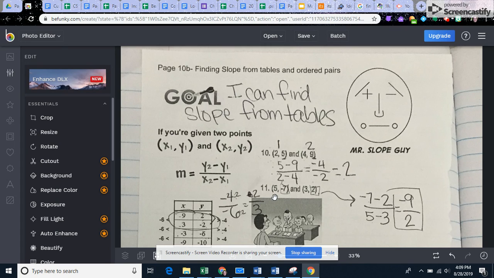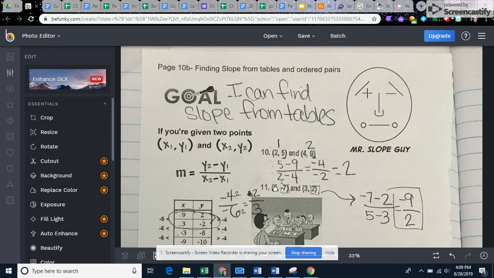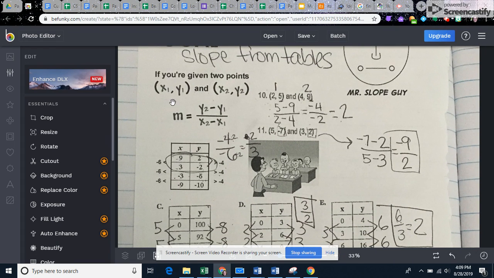When you are given 2 points, you can find the slope by subtracting your y's on top and your x's on bottom. These little 1s and little 2s just mean that you have the ordered pair number 1 and the ordered pair number 2. So you don't have to panic when you see the little 1s and 2s. It just means you have 2 different ordered pairs, and they are trying to help you organize your thoughts.